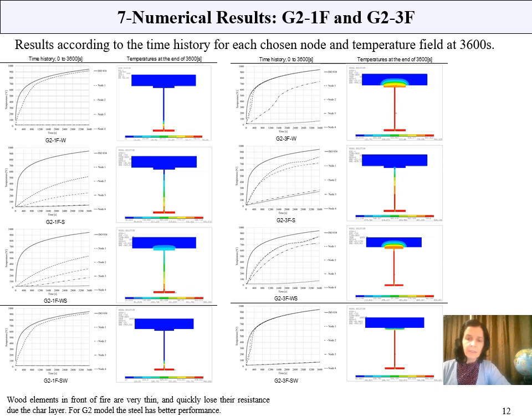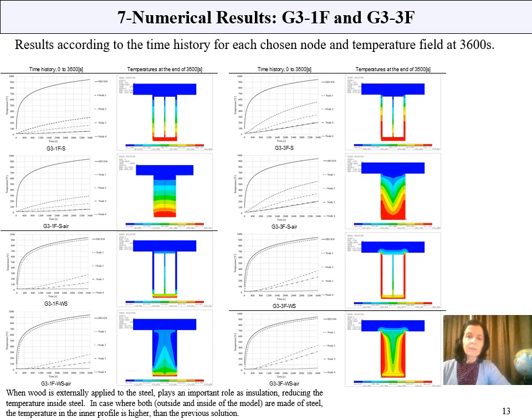Now the conclusions are different from the previous. Wood elements in front of fire are very thin due to geometry, and quickly lose their resistance due to the shear layer. And for the model number 2, the better performance is in the model in steel material, for example. It is different from the previous.